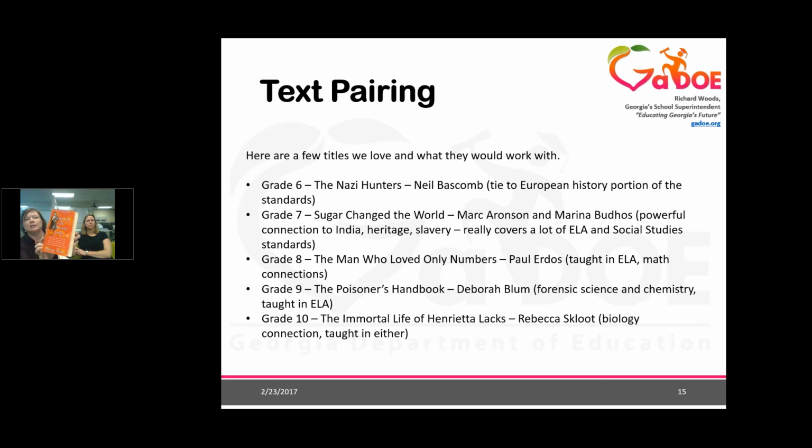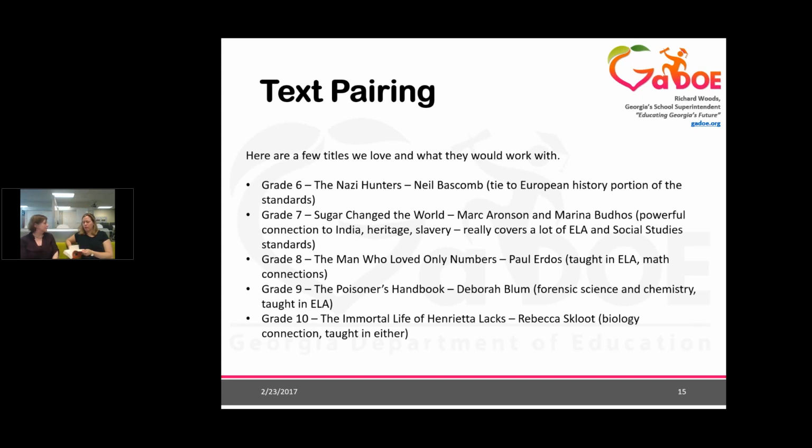Some of you may have seen this. It's been a huge hit, The Immortal Life of Henrietta Lacks, and this has the biology connection, so it could be taught in biology or in language arts, but certainly the connection's there to cover a lot of those standards. And it also connects a lot with injustice. It is a very technical book in part, so it depends on your students. My 9th graders, we did not read the whole thing.